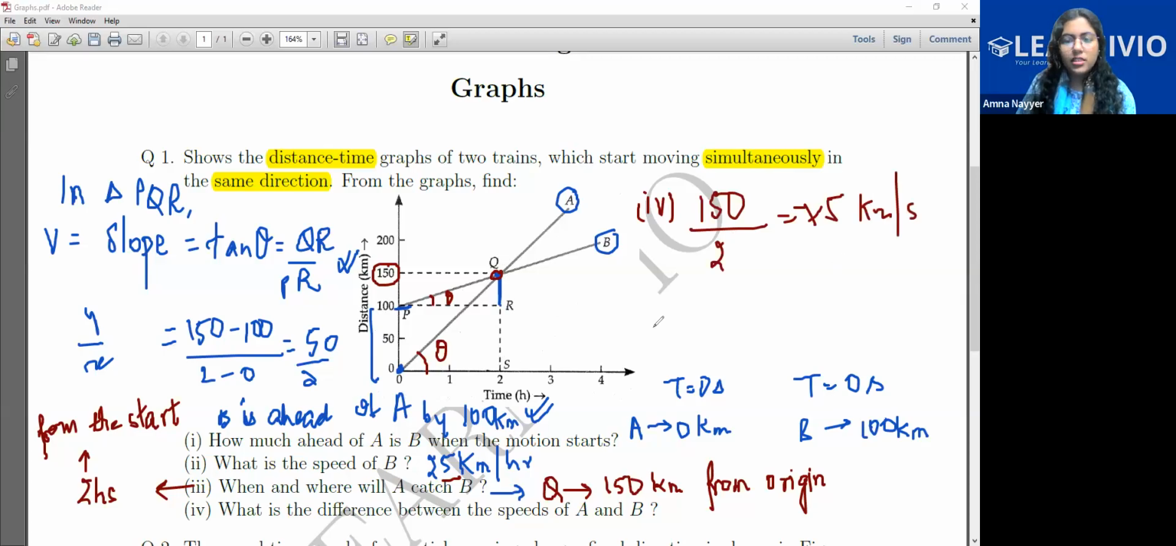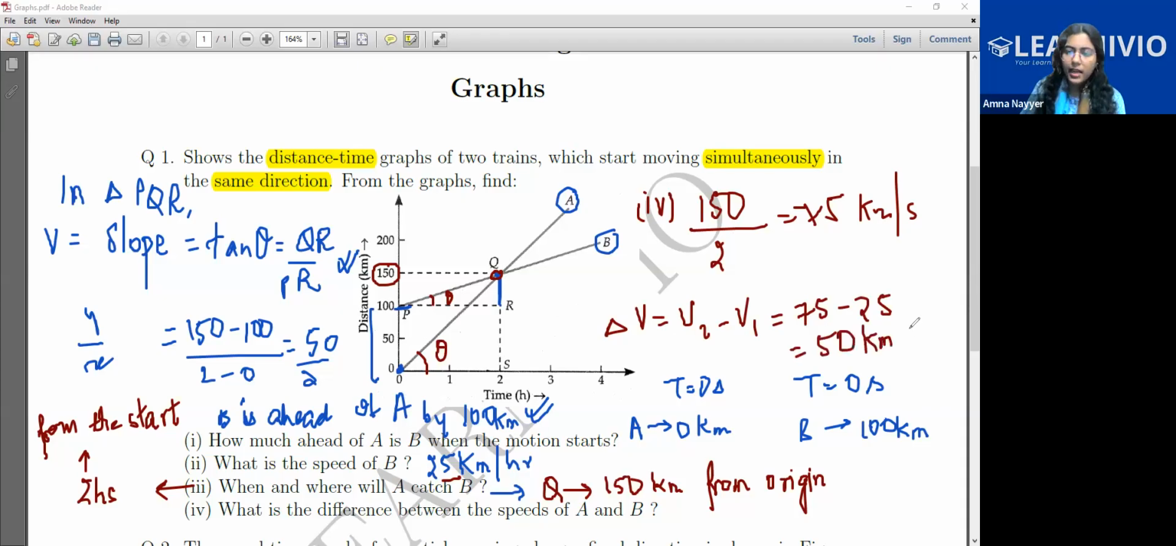And what's the difference? Delta V will be V2 minus V1. That is 75 minus 25, which is equal to 50. So your final value is 50 kilometer per hour. Not seconds. Seconds we will not use in this question. So let me just repeat it quickly. What did we discuss here in this question?